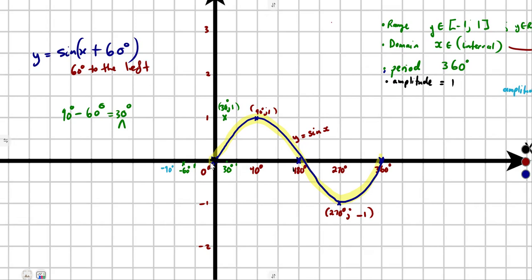This is the shift that we're talking about. What was happening at 90 is now happening at 60. It has gone to the left. What was happening at 180 versus 0, it is now occurring where we subtract 180 minus 60. We are going to the left at 120. So this is now happening at 120.